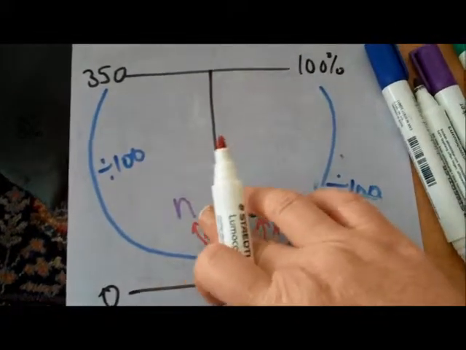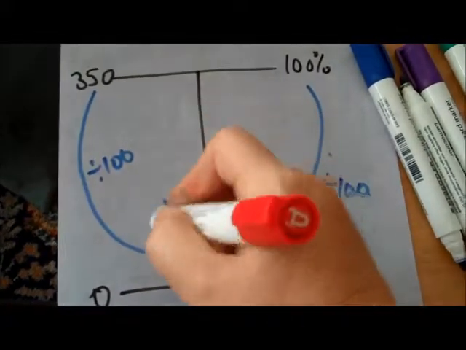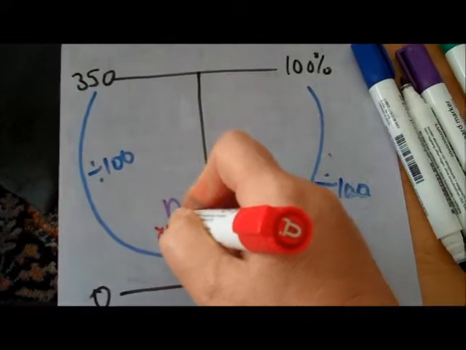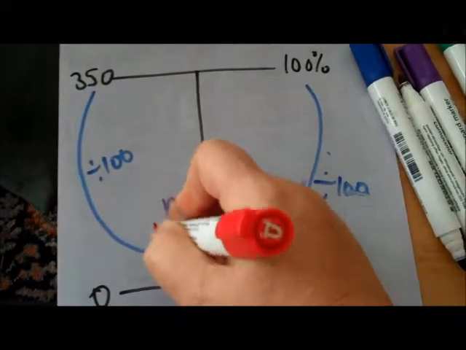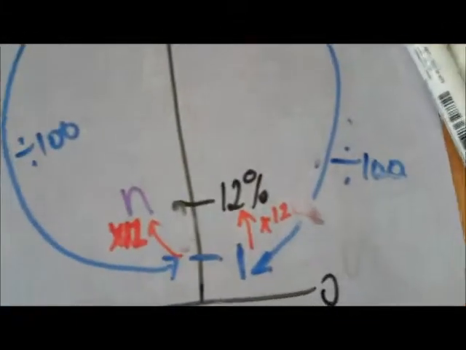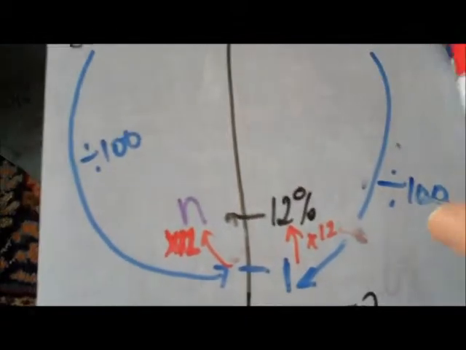It's a bit hard to see, isn't it? Let me write that again. Times 12. Is that any better? Can you see it? Okay.